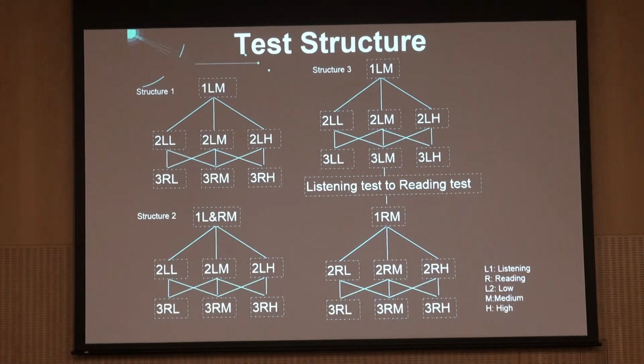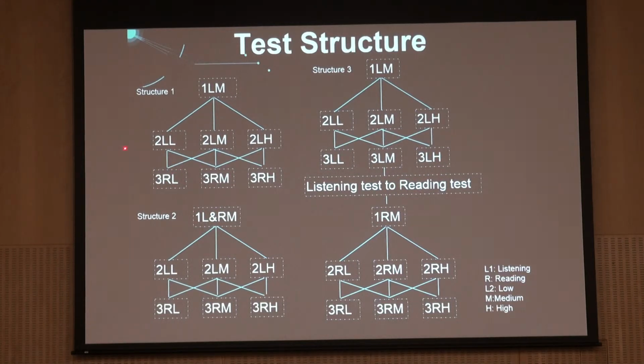In structure 1, the examinee starts with a listening test in medium difficulty, and according to his performance in this stage, he will be distributed to the second stage, either the easy listening test, or the medium difficulty listening test, or the difficult listening test. And after this stage, the examinees will be distributed to the third stage to finish the reading part.